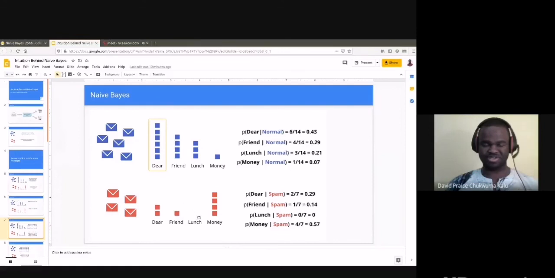I made this simple example, so we're going to see how to tackle this later. And we also calculate the probability that we got the word money given that it's from a spam message. That's 4 divided by 7.